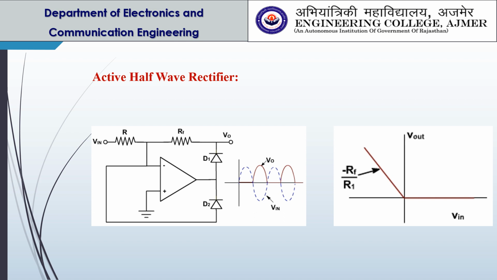This half-wave rectified output waveform can be shifted along the Vin axis. For example, if we want to shift this, it is done by using an added reference voltage. If we add some voltage at this point as a reference voltage, then this axis can also be shifted to the right or left side.